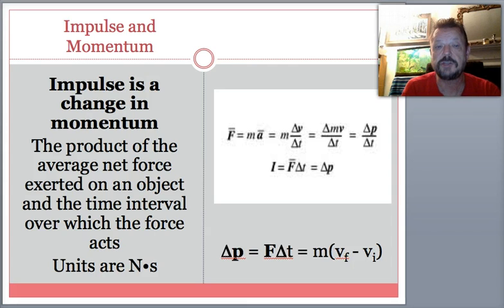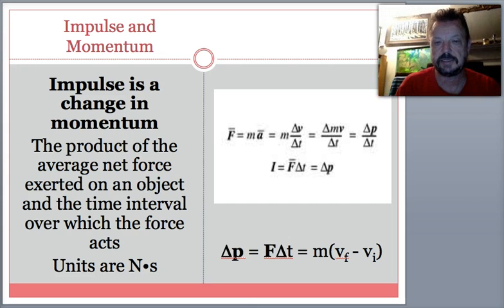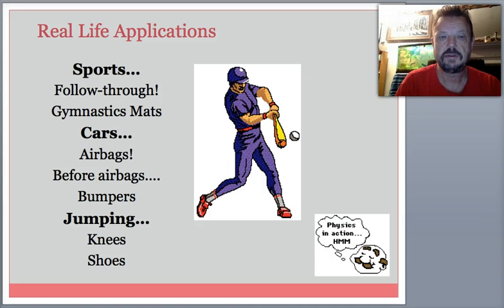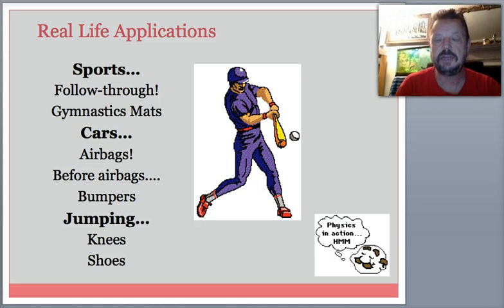Impulse is a change in momentum, and you multiply the force exerted on an object and the time interval over which this force acts. The units are going to be Newton seconds. So delta p is equal to force, or F, times delta t. It can also be the mass times the final velocity minus the initial velocity. There are real-life applications in sports, cars, and even jumping.